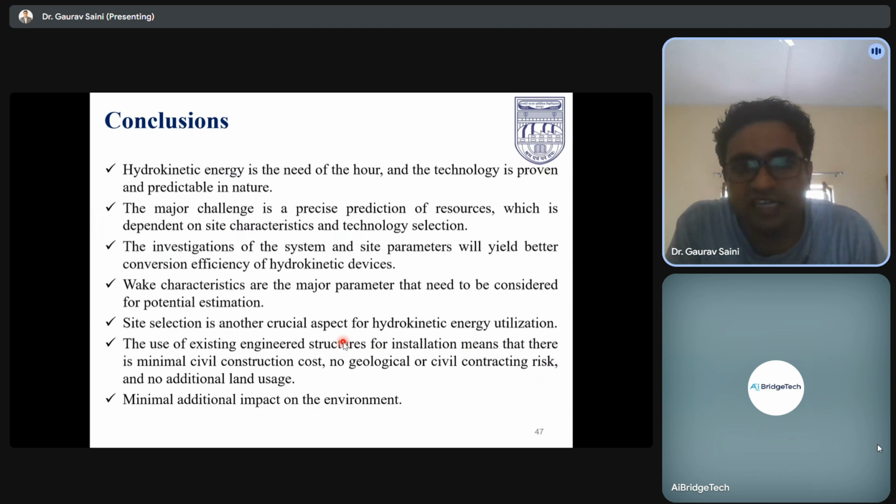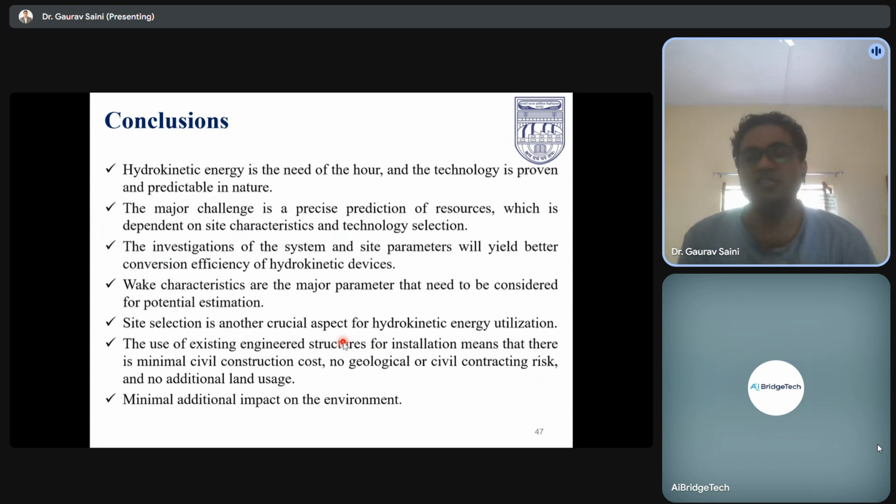And the use of existing engineering structures, such as an old bridge, or some measuring structures, can help us to install the turbines. That may also reduce the construction cost. There is no geological or civil contracting risk, and there is no additional land use. We are already utilizing the existing structures, so they can also be utilized for the power generation. And the major impact is that we are not having a serious impact on the environment, the natural flora and fauna of the system. So this is basically the need of the hour. So we need to work on it.